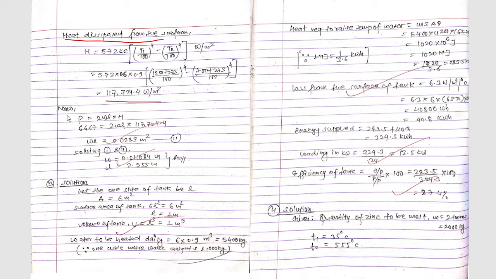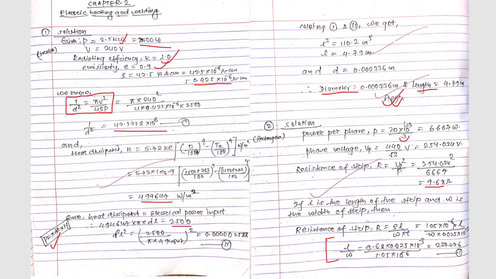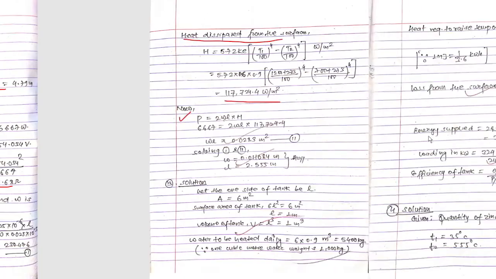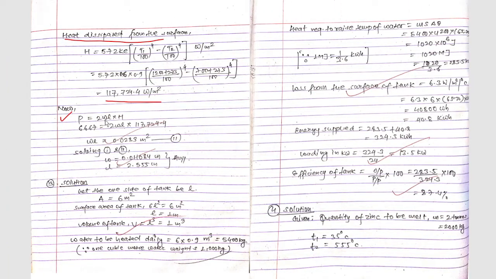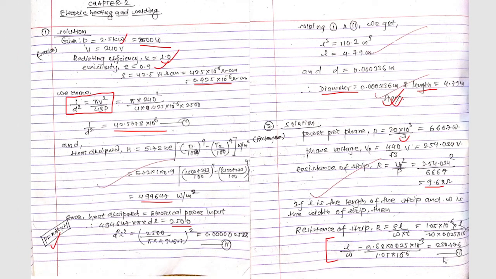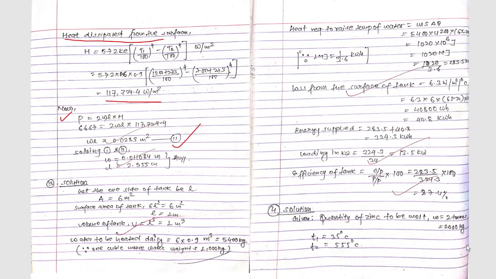And again, the formula for power in the rectangular case is P equals 2WL into H. P is given, we have obtained the value of P here as 6667 watt. So P equals 2WL into H, and here we get the relation WL equals 0.0283 meter square. So this is our equation 2. We have obtained equation 1 and equation 2. Here is our equation 1, L upon W, and similarly equation 2, W into L. On solving equation 1 and 2, we will get the value of W and L. So this is our required answer.